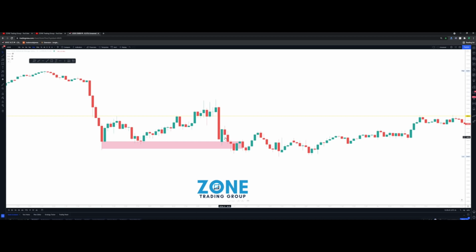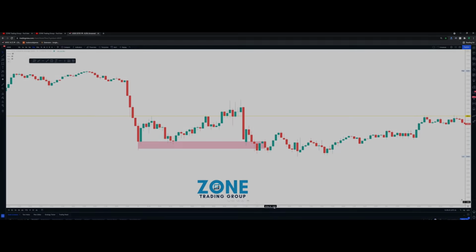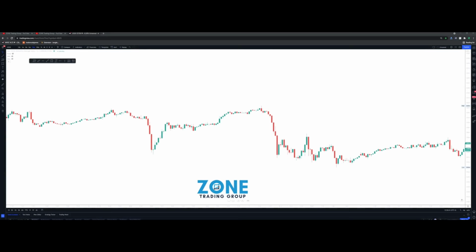Go to the other charts. If you're trading Forex, go to another pair, get off the US 30 until you find a proper setup. But this was a good example right here. Let's find another one. All right, guys, I found another example on the US 30.